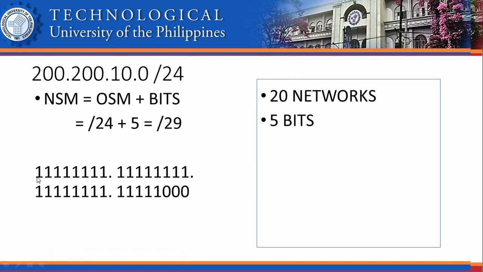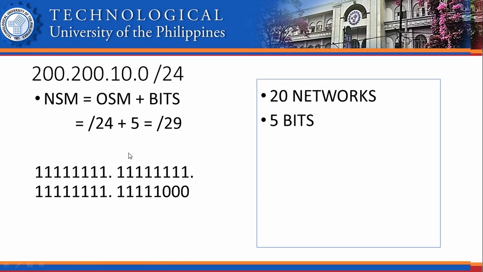Ito yung first octet natin, 8. Second octet, 8 ulit. Third octet, 8 ulit. A total of 24. Tama? 24, 25, 26, 27, 28, 29. Gets? Ganyan lang. We just have to convert it into binary notation.